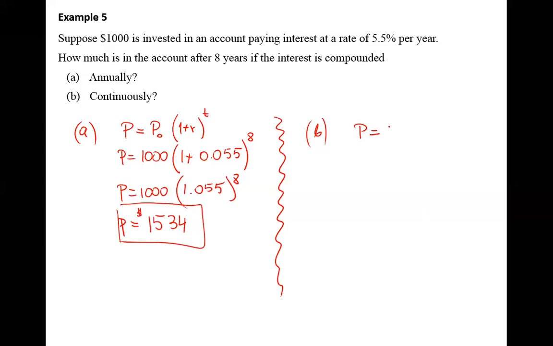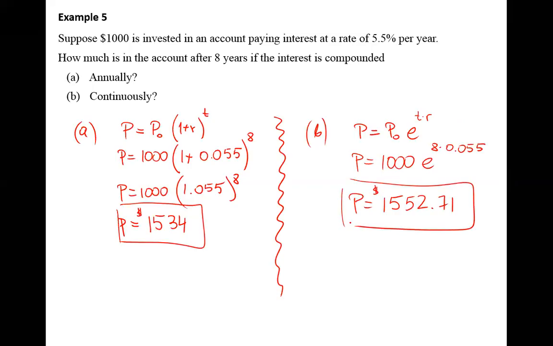Okay, what is the equation? Initial amount times e to the power of rate times time. $1,000 e to the power of 8 years times the rate, 0.055. Okay, I did use the calculator and I have an amount of $1,552, and I even have this one, 71 cents. Yeah, we can see it is bigger, and it is definitely correct.